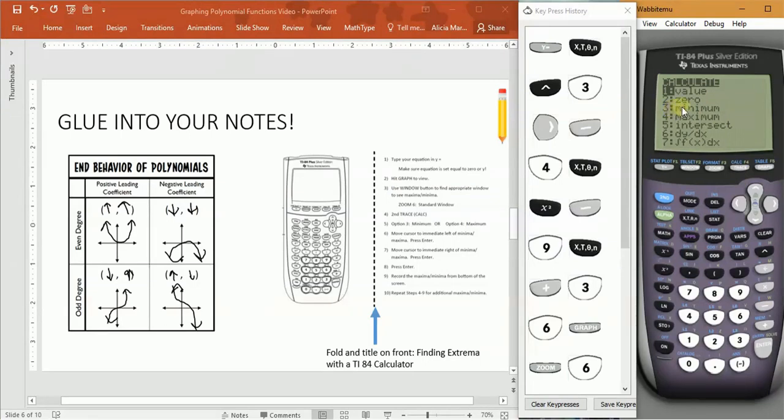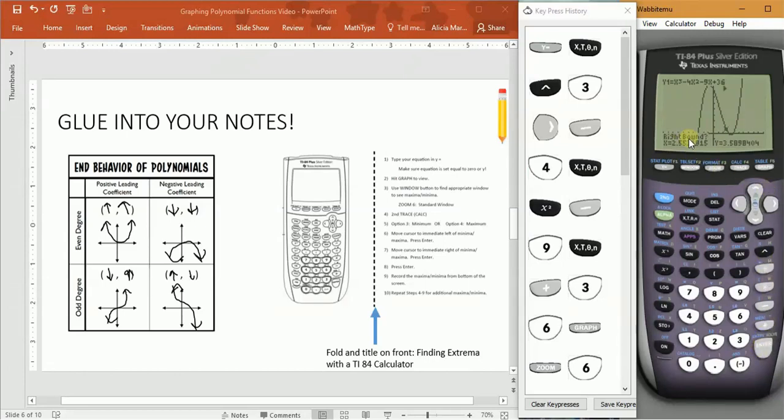And we're going to option 3 first. We're going to define the minimum. Now, here's the part that people struggle with. What you're going to do is move to the immediate left. So what does that mean? You're going to move the little guy. You see the little turtle here? He's kind of running around. You're going to move him to the left of the minimum. So I'm on the left of the minimum, and I'm going to push enter there.